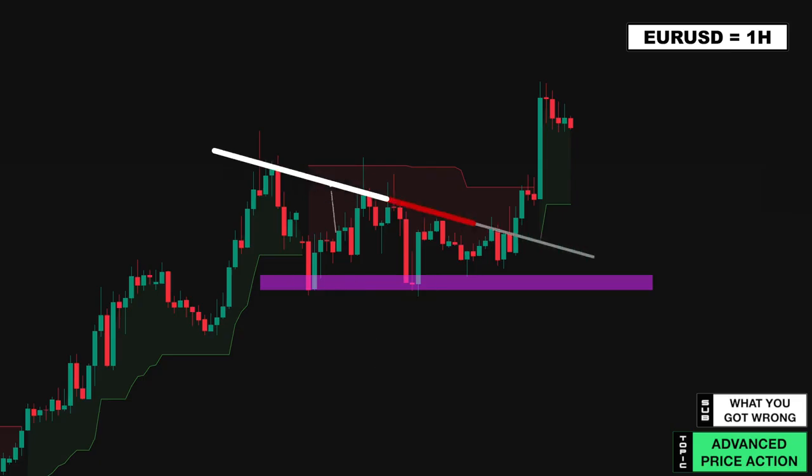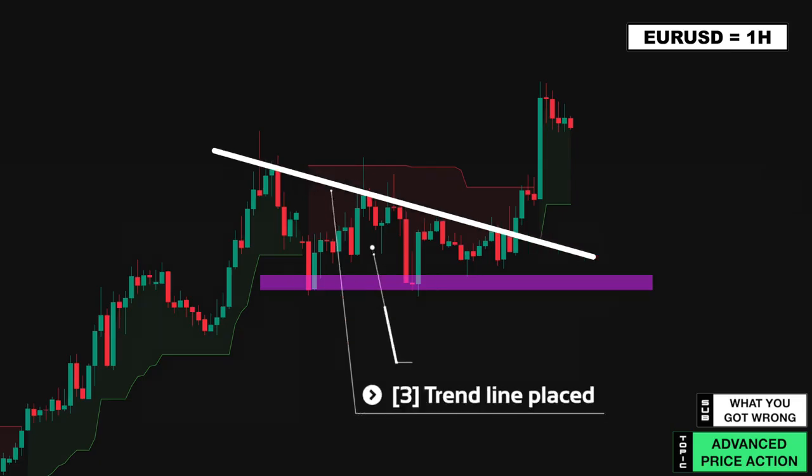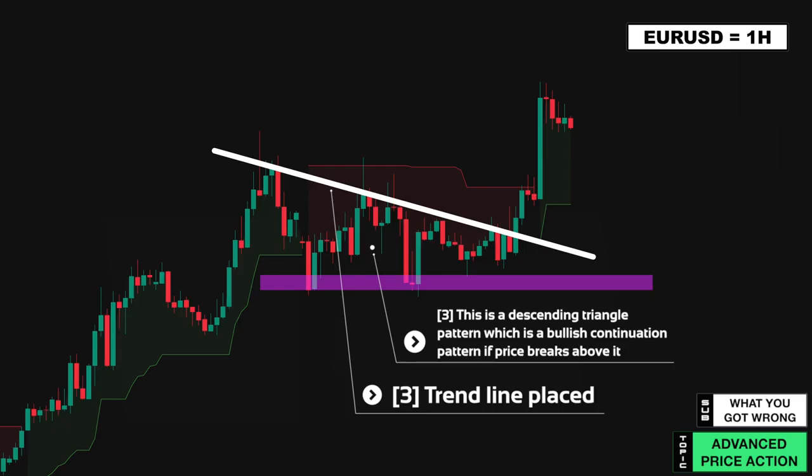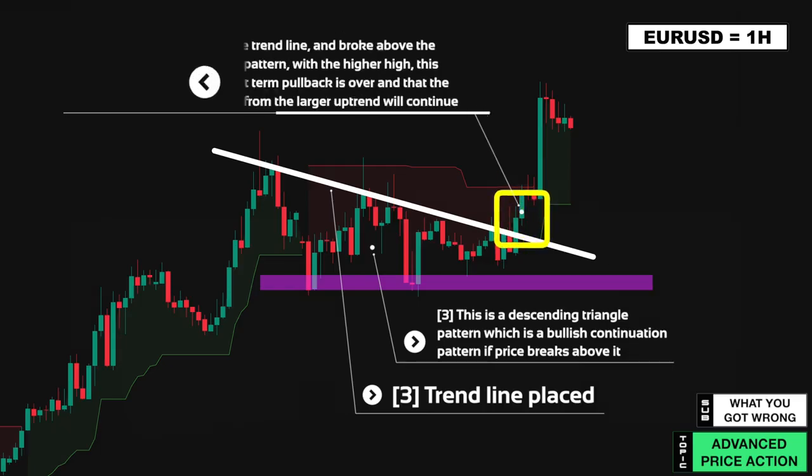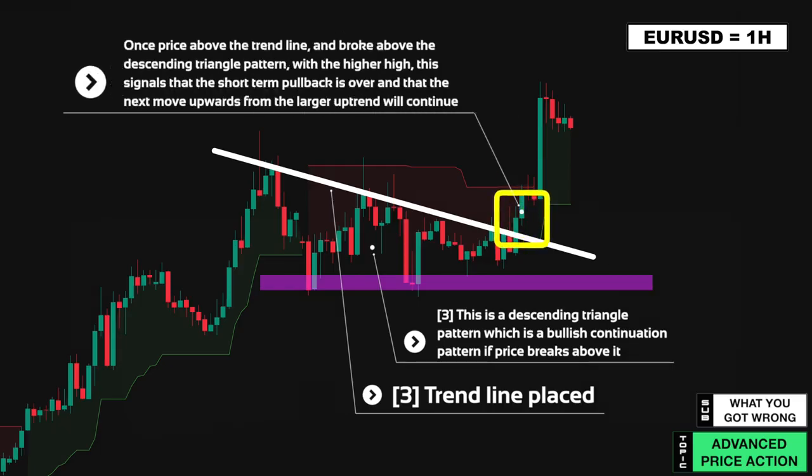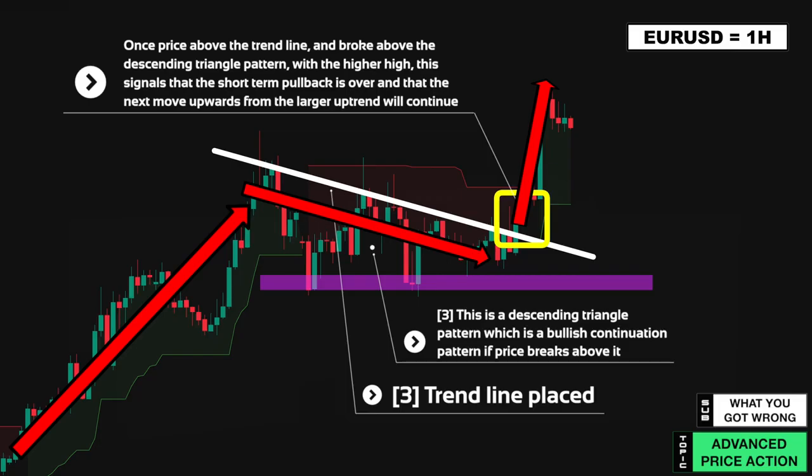3. You had a trend line placed like this, which also makes this a descending triangle pattern. And once price broke above the trend line and broke above the descending triangle pattern with the higher high, this signals that the short-term pullback is over and that the next move upwards from the larger uptrend will continue.